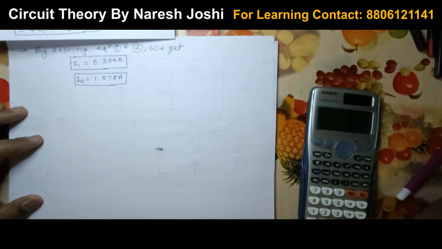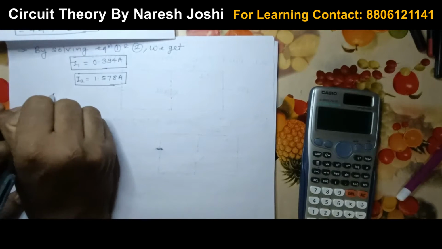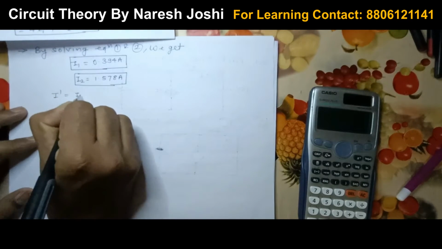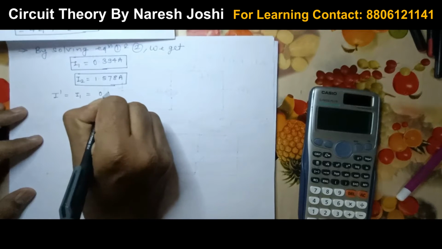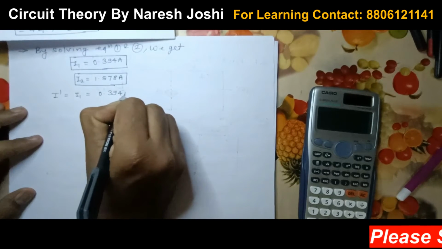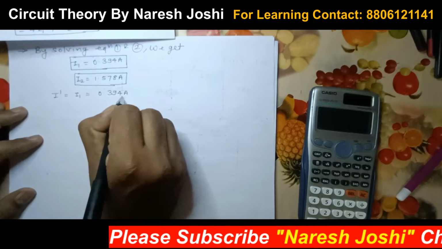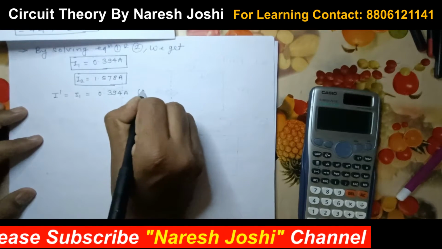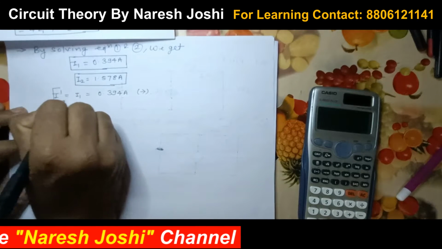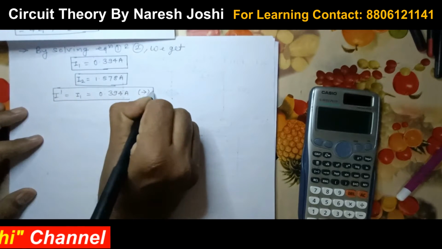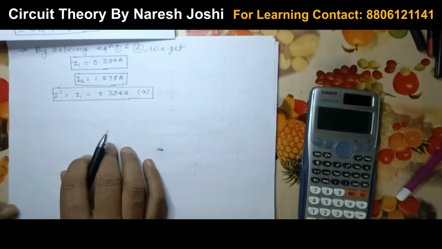So what is the value of I dash? I dash equals I1, and I1 equals 0.394 ampere. You can see the direction, because it is positive, so the direction will be the same as we have assumed. So this is the first step.